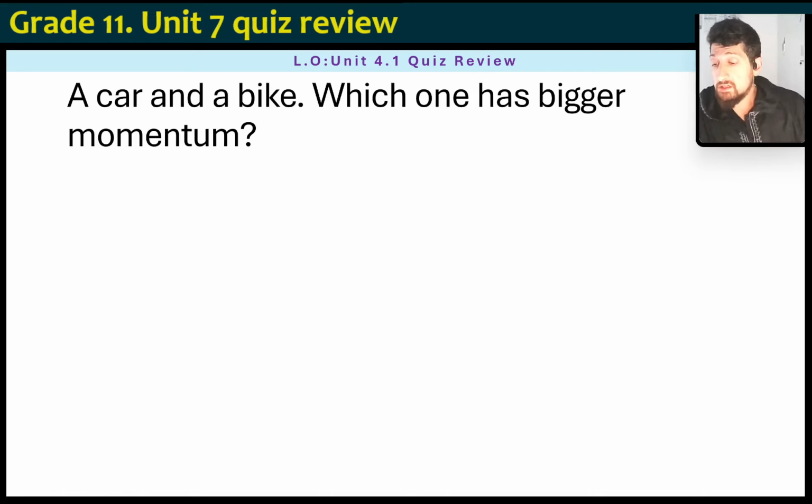Here's an interesting question. A car and a bike, which one has the bigger momentum? Can we even solve it? Is it missing anything? And the answer is, of course, it's missing something.